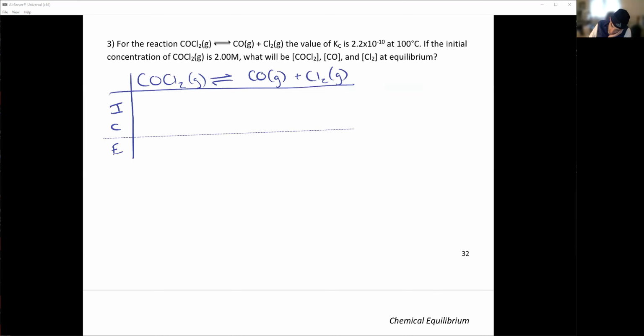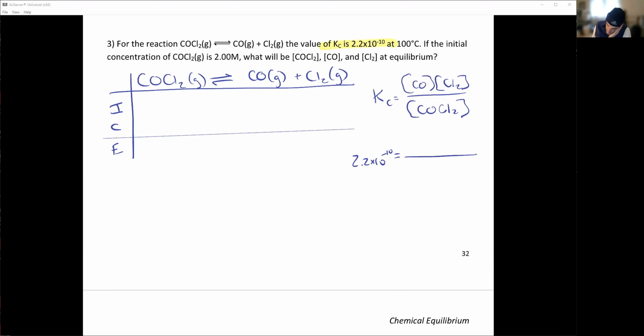There's my ICE table. We're going to write out my equilibrium expression. Kc is equal to the concentration of CO, concentration of Cl2, over the concentration of COCl2. There we go. Got everything we need. Let's actually plug in values. So the value of Kc is 2.2 times 10 to the minus 10.